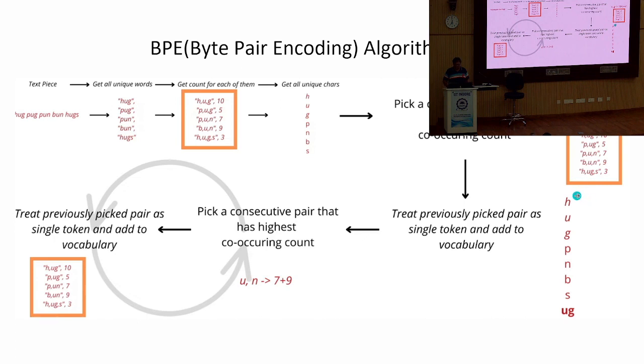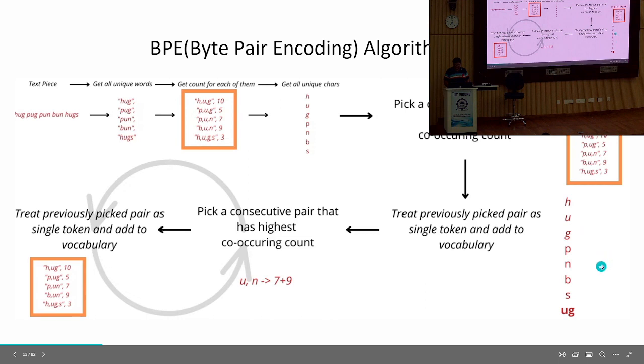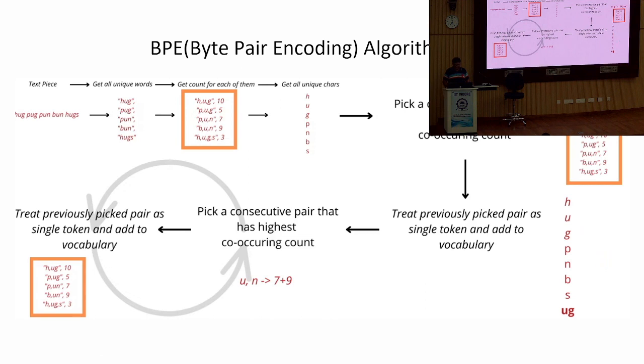So in hug 0 times, in pug 0 times, in pun 7 times, in bun 9 times, in hug 0 times. So overall UN occurs 16 times and UG occurs 18 times. So we will pick UG as a token and add it to our vocabulary. So now our vocabulary changes to H, U, G, P, N, D, S, UG.